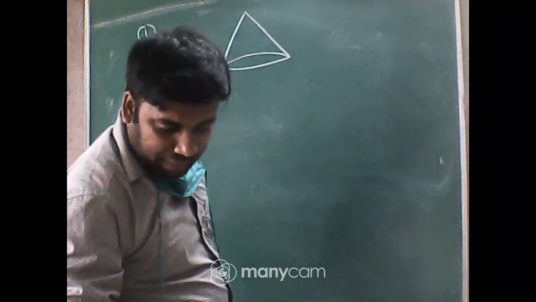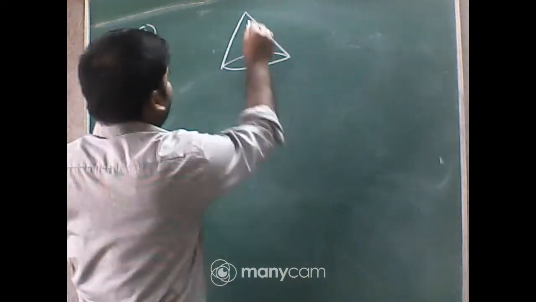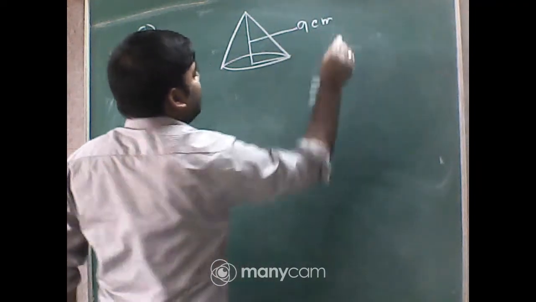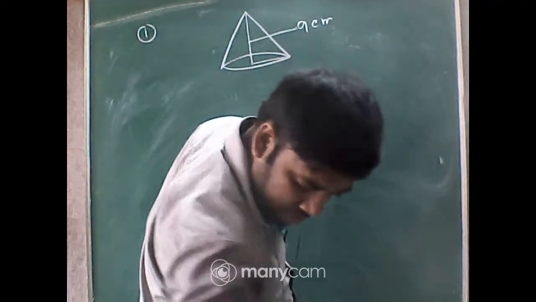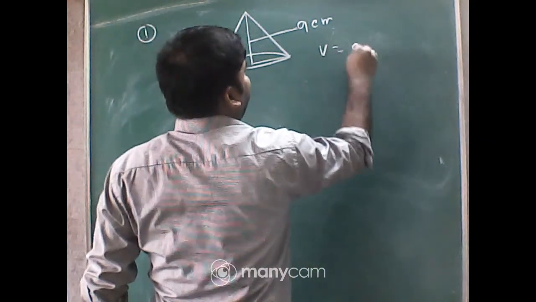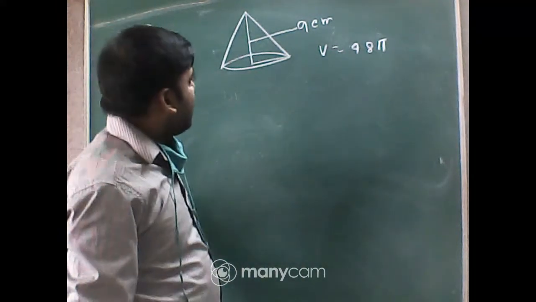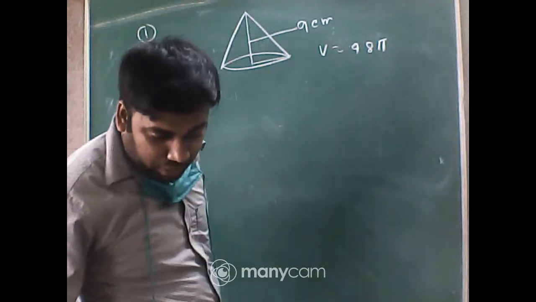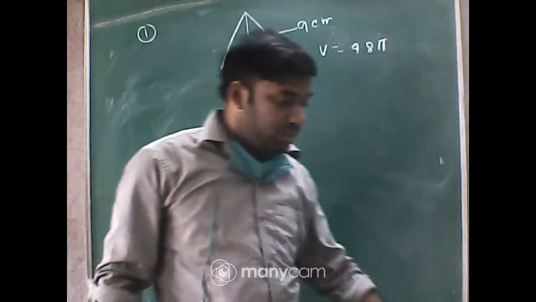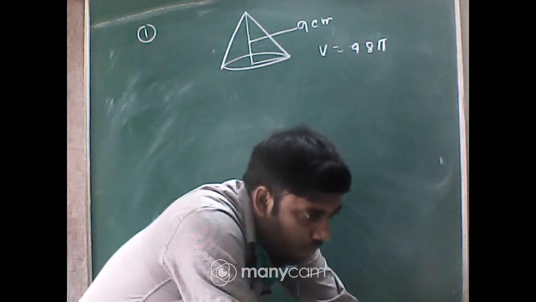The volume of a right circular cone of height 9 centimeter is 48 pi. Height is 9 centimeter and volume is 48 pi. Find the diameter. Quickly find its diameter.